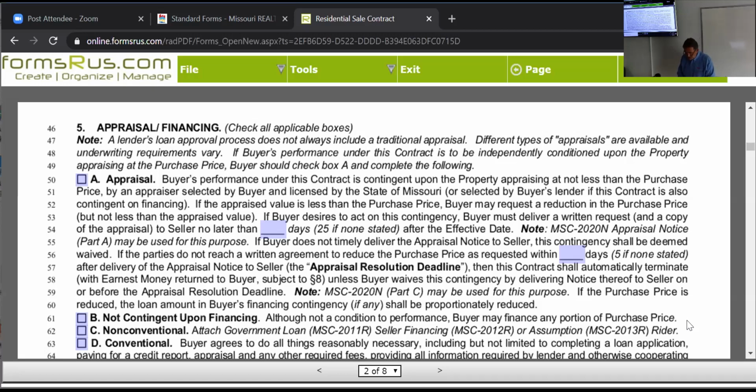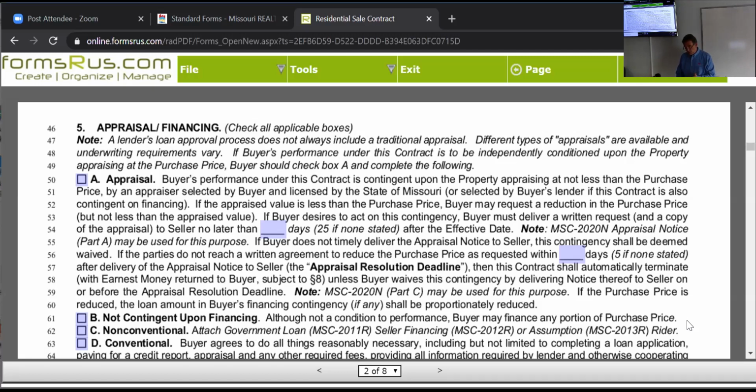The key to this, though, is that in line 54 you put in the term of the contract. So if you've got a 45-day closing, then you need to put 45 days in there, because we know lenders are notoriously slow on the appraisal side, and you want to make sure that when the appraisal comes in, if it is lower than contract value, you have an opportunity to discuss that with your buyer. And there are options there.